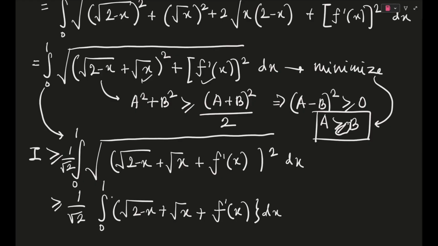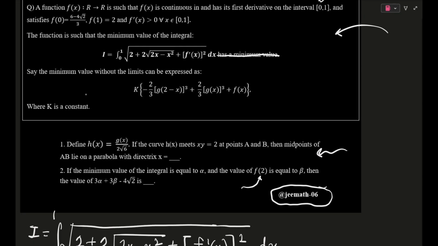So guys, this is our final expression, and now I will go back to the question to show you something. If we see our question, the minimum value without the limits can be expressed as this particular form. And now k here is 1 by root 2, and this is your f. Actually this thing will be f dash x, I guess. Actually this k is 1 by root 2, and after we integrate you will get this form.